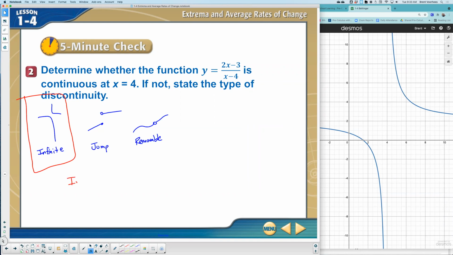Technically, here's how you'd write that. You'd say infinite discontinuity at x equals 4. All right, and I'm going to do, don't want to write these limits just for extra practice?